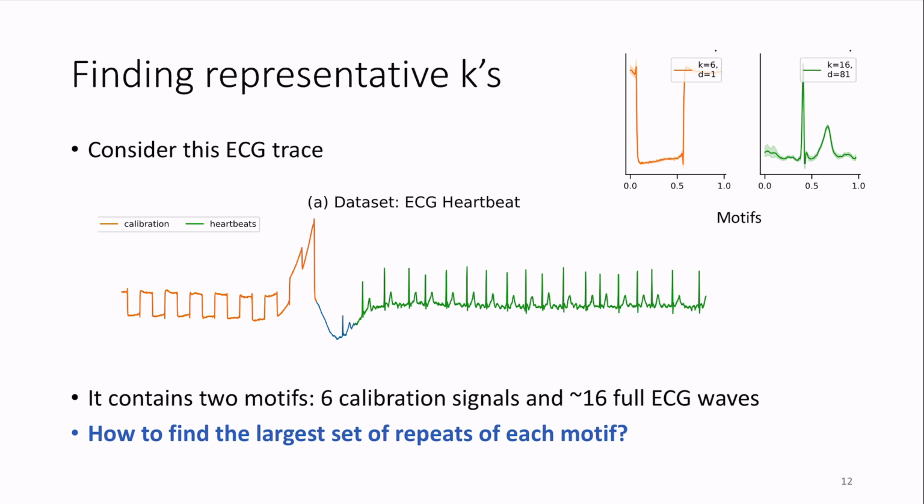Consider the following ECG trace. It consists of 2 motifs. In the left part, there's a calibration signal, and on the right side, there's an ECG signal. The actual motif is depicted on the top, so calibration signal and ECG wave. Roughly, there are 6 calibration signals and roughly 16 full ECG waves. How can we actually find the largest set of repeats for each of these motifs?